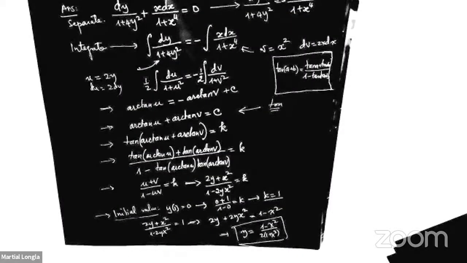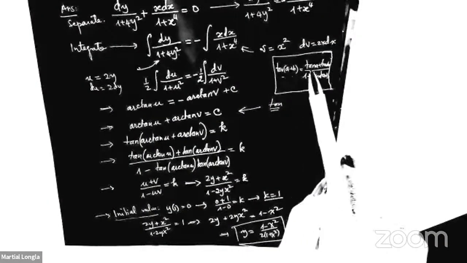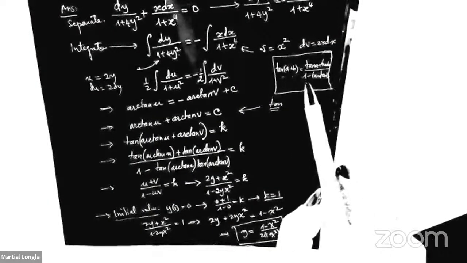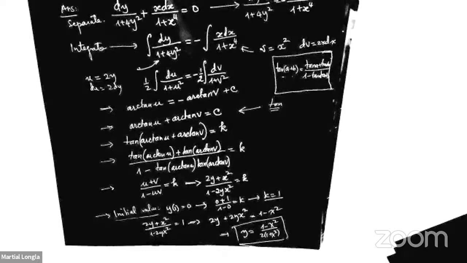In the denominator of the answer, that's 2 times x squared. 1 plus x squared. Okay, it just wasn't clear. What does the equation in the first box say? Tangent of a plus b is tangent of a plus tangent of b over 1 minus the product of the two. Other questions?